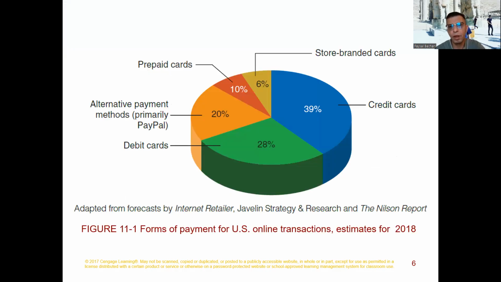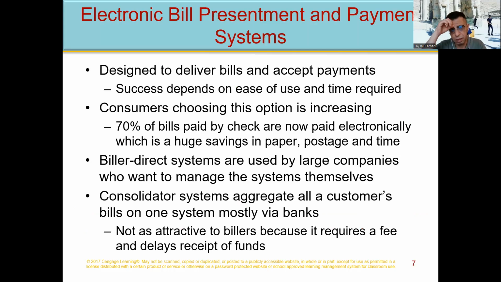In other words, if you look at the whole electronic payment picture, there is a prepaid card, which is 10%, store branded cards, probably 6%, credit card, almost 40%, debit card is 28%, and alternative payment methods like PayPal are 20%. So this is how it's been happening recently.